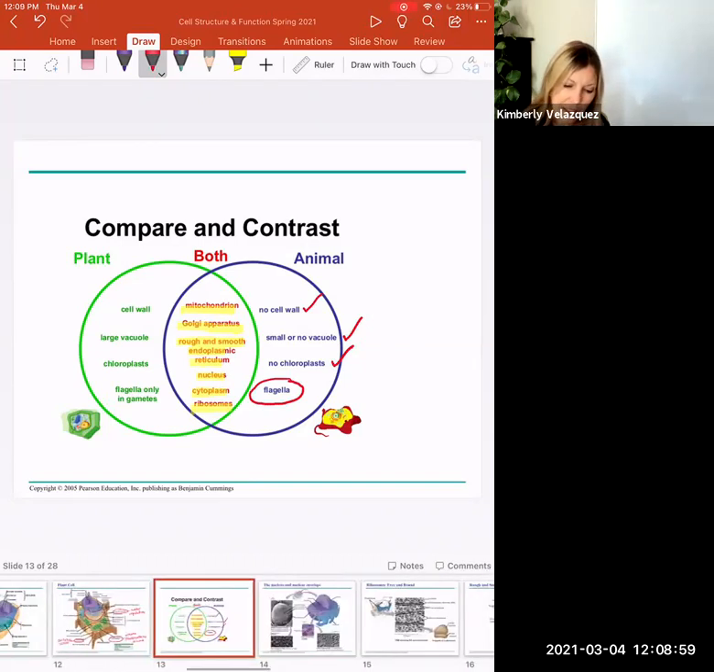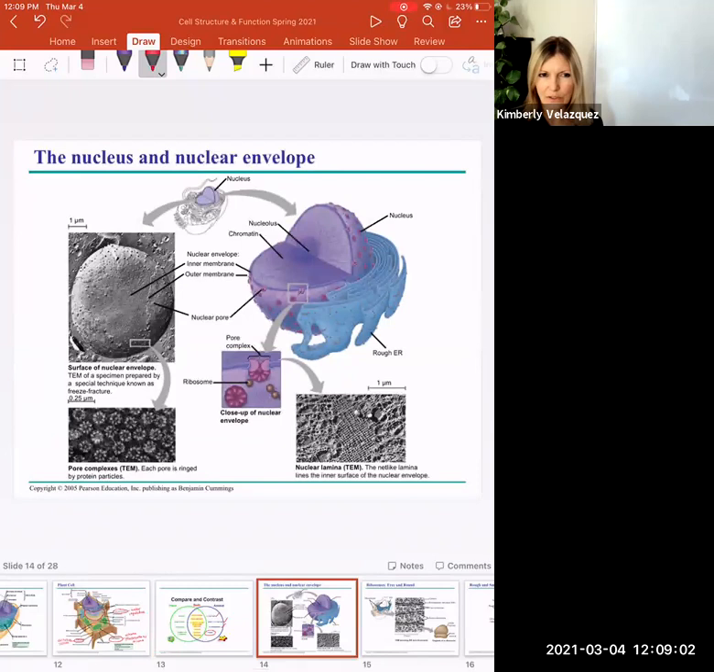Okay, let's start looking in more detail at the individual structures in the animal cell.